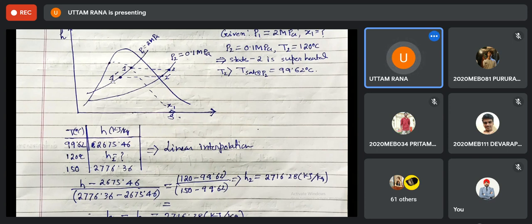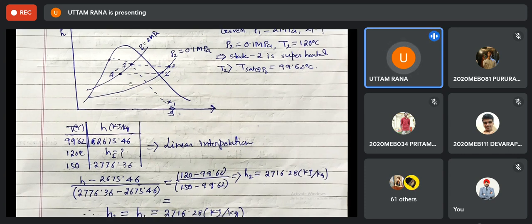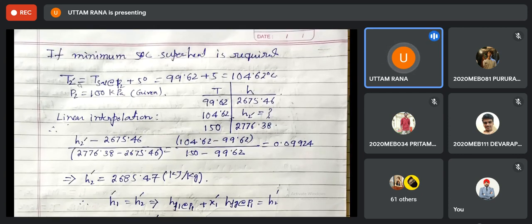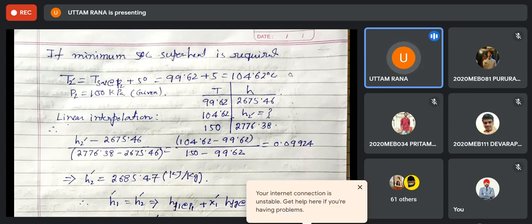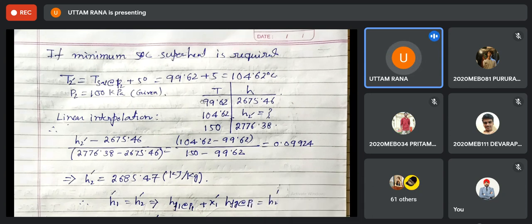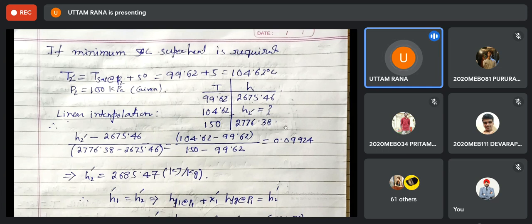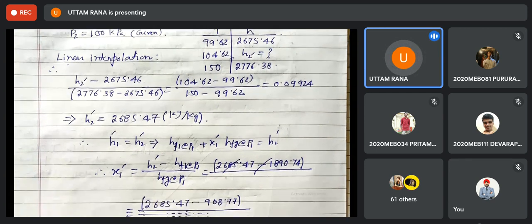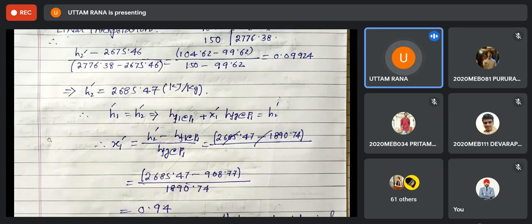And that will give some quality of the moisture. That is the minimum quality that can be measured. So we can see from here that T2 prime, that is the temperature, has to be at least 5 degree more than the saturation temperature, which is 104.62 degrees centigrade, corresponding to the pressure of 100 kPa. Okay. So again, we'll go for the interpolation and we'll get the value of H2 prime corresponding to that state, which is obtained to be 2685.47 kilojoule per kg.